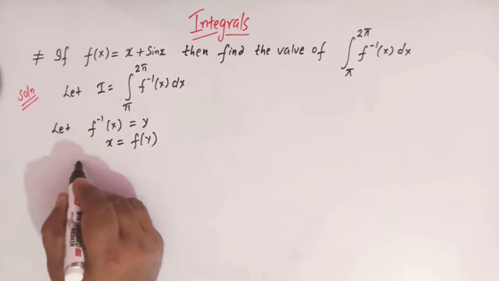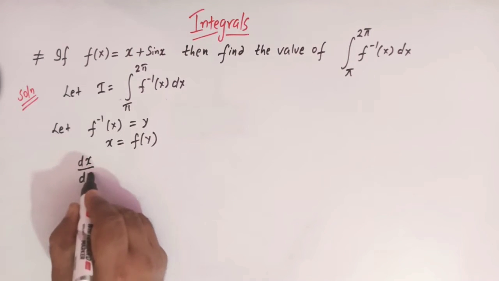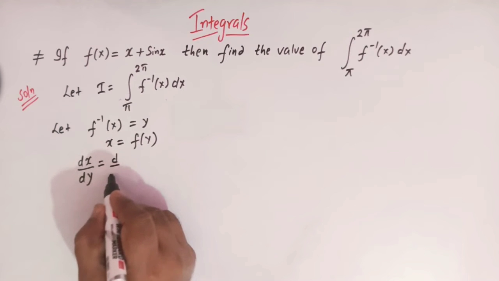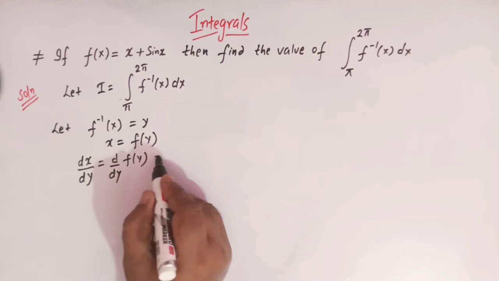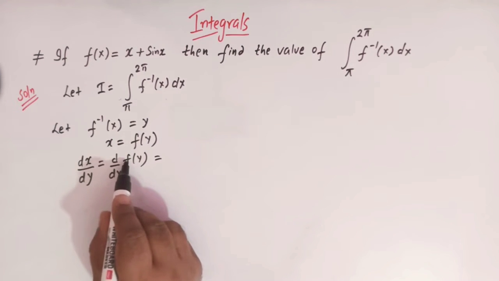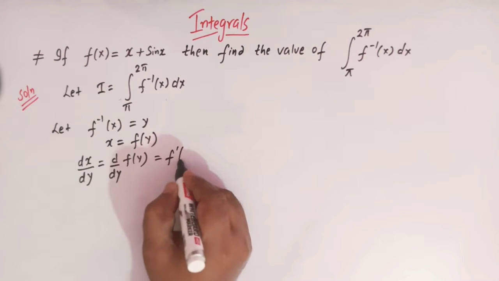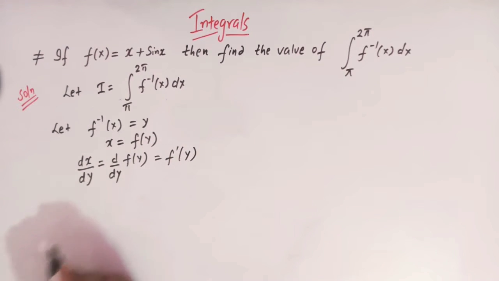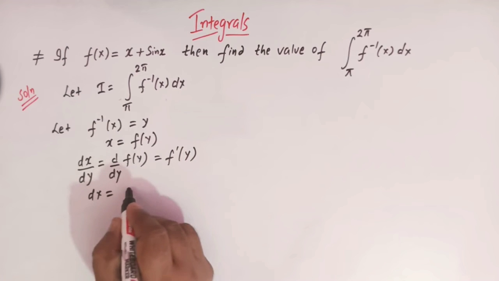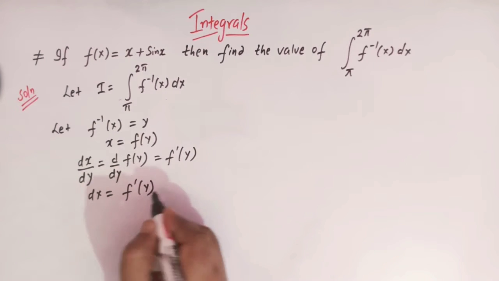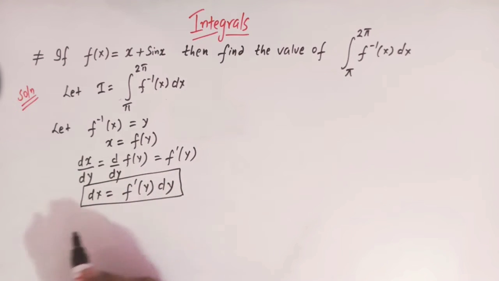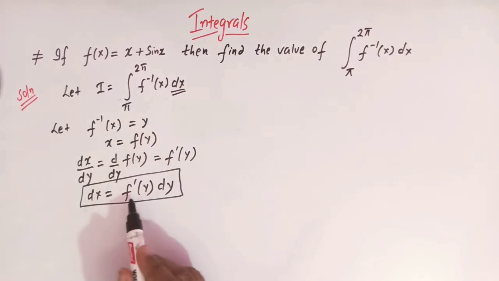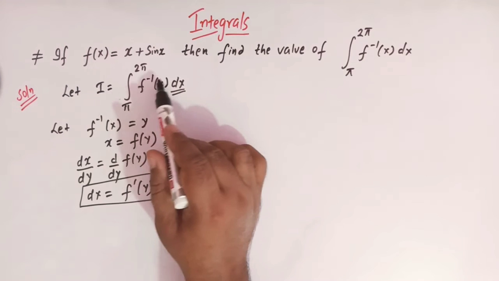So we'll get dx over dy is equal to d by dy of f of y. So first we will differentiate this function f of y, and the derivative is simply f prime of y. So dx can now be written as f prime of y dy. So we have got the value of dx in terms of y. Now let us change the limits.